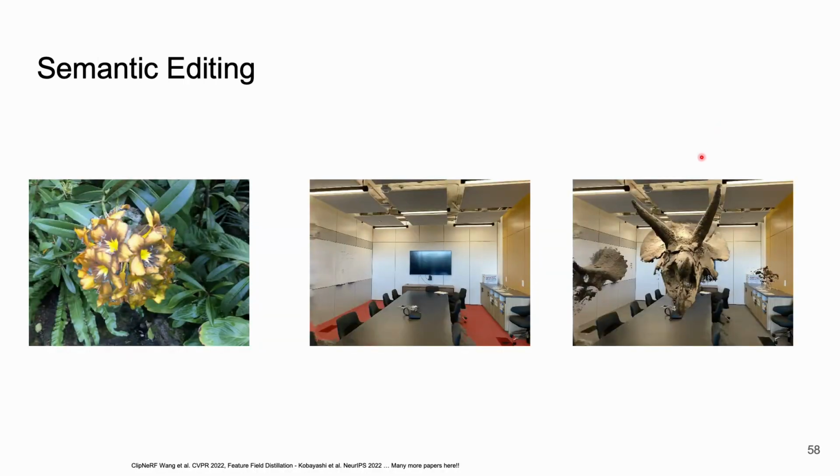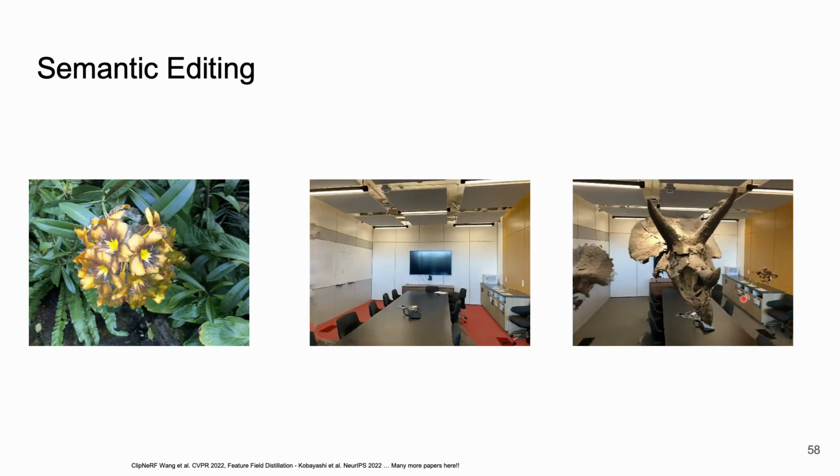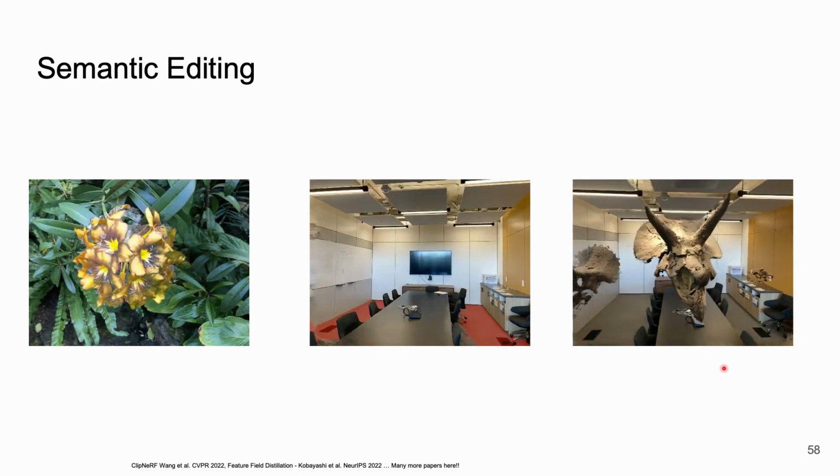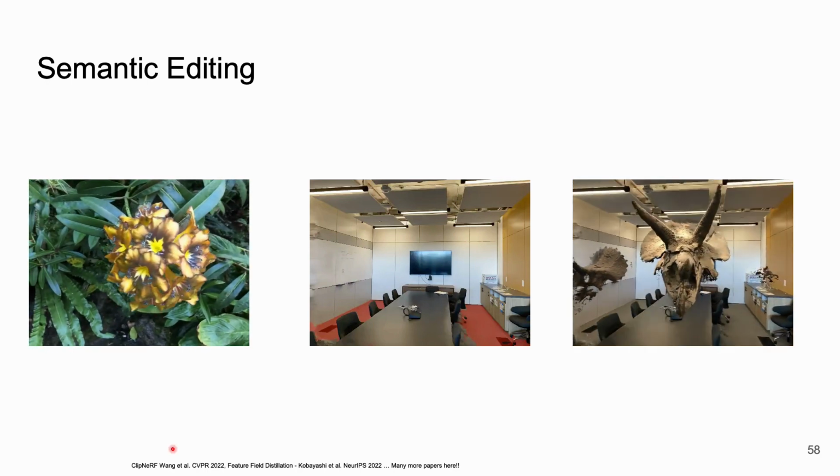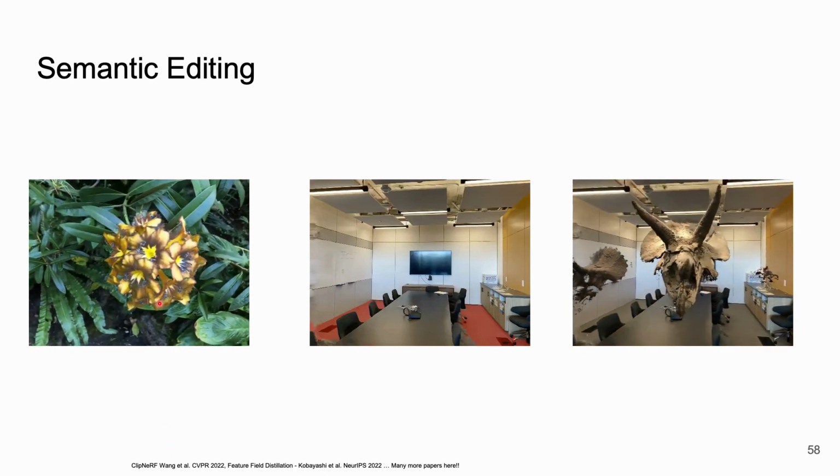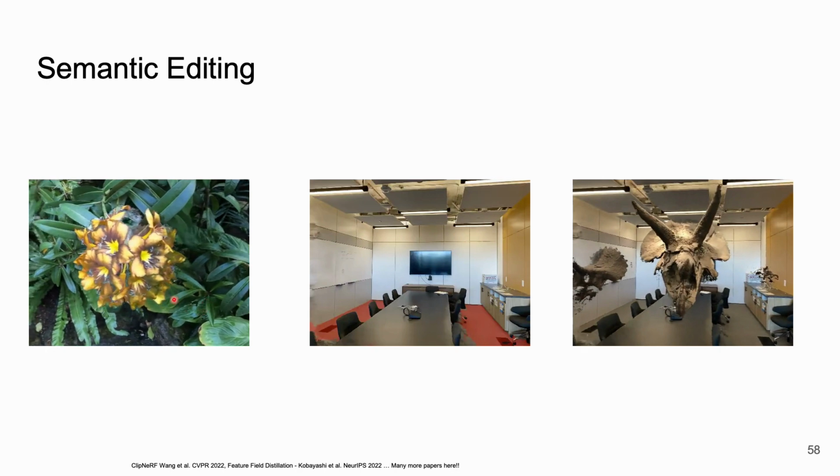Another interesting direction is semantic editing, where we edit the composition of the 3D geometry like this. And we can also change the color, just like we saw earlier. It's quite slow. And also the conference room results. We can change the color of the floor here.